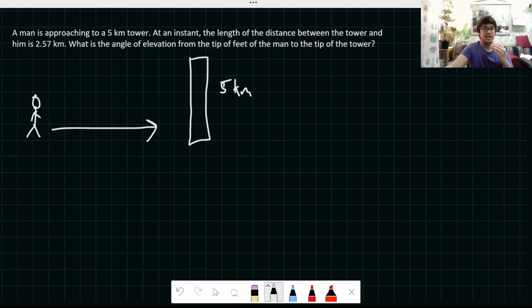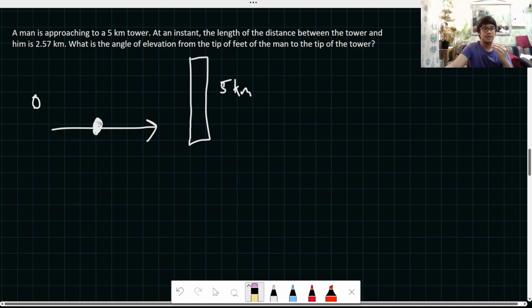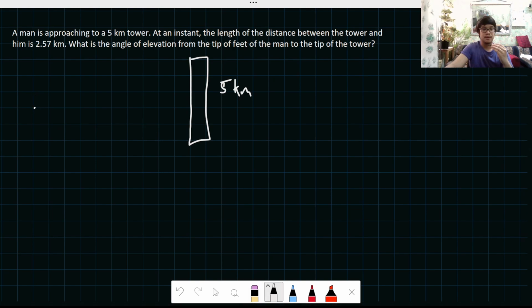Now, let's just say at an instant, he's here, at this point. So at that instant, in this moment, the distance between the tower and him is 2.57 kilometers. So from here, this is 2.57 kilometers. Now, what we're going to do is find the angle of elevation from the tip of the feet of the man to the tip of the tower.